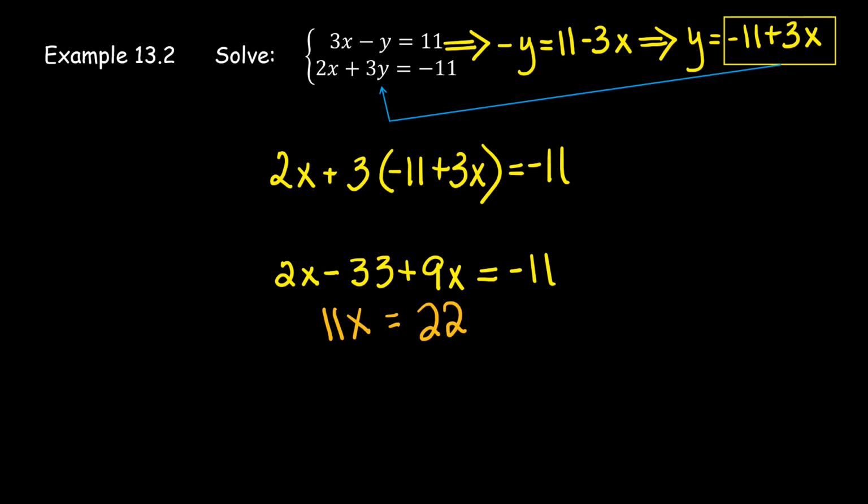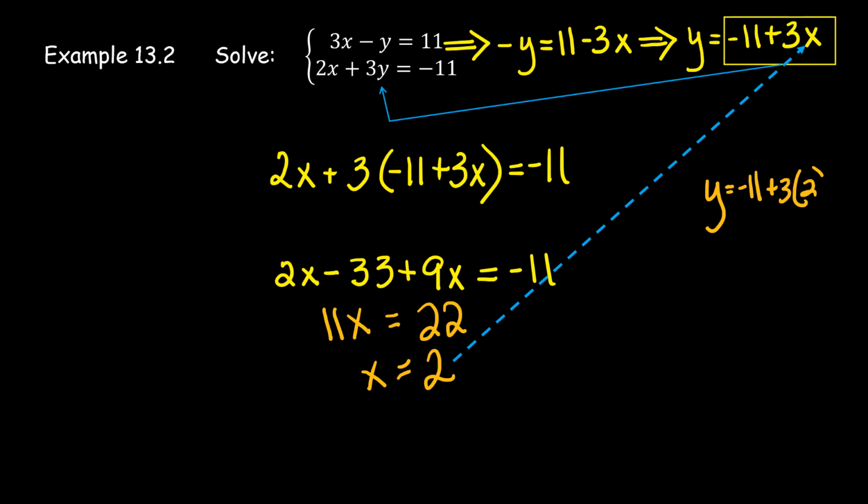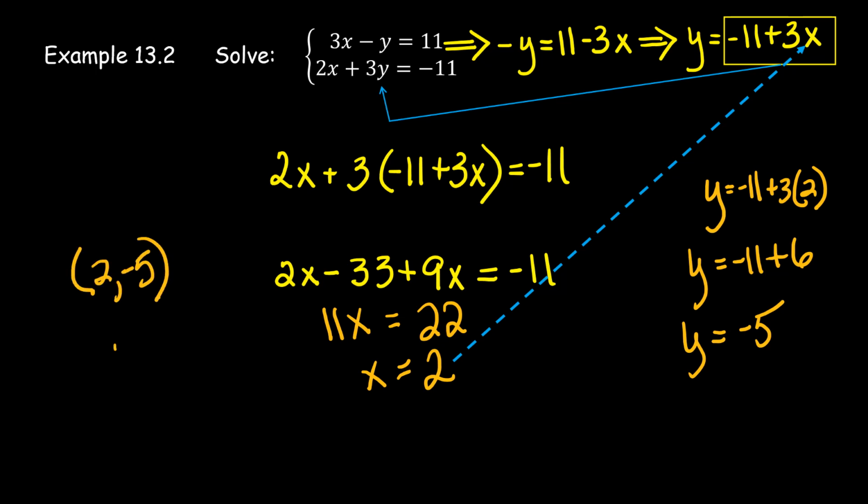And then add your like terms, 11x equals 22. You added 33 on both sides. And then divide by 11 and you get x equals 2. And since you know that x is 2, you can find out what y is by putting that value in for x in the equation we just worked with. So y equals negative 11 plus 3 times 2, which is negative 11 plus 6, which is negative 5. So x is 2, y is negative 5, so your answer is going to be that point.